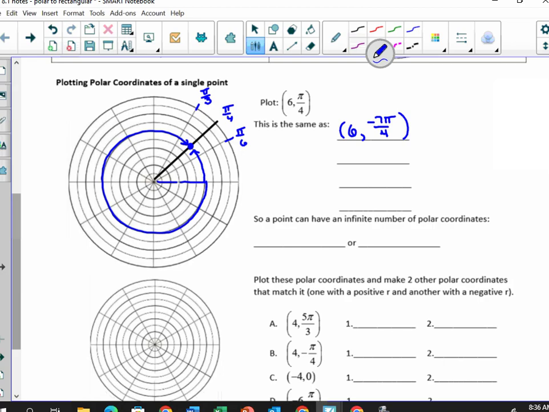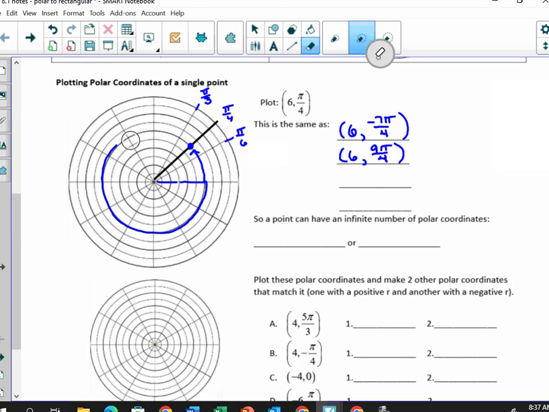So I could name this point in a bunch of different ways. I might ask you to name it several ways. Or I might say plot it and give you different things. So you got to be aware of what all of these mean. But they all mean the same thing. How many possible options? Well, there's infinitely many because you could go around and around and around. Did you do 9 pi? Yes, that was the next one I was going to write, 6, 9 pi over 4. Does the x value change? No, that's what I'm going to show you. The r value can change.